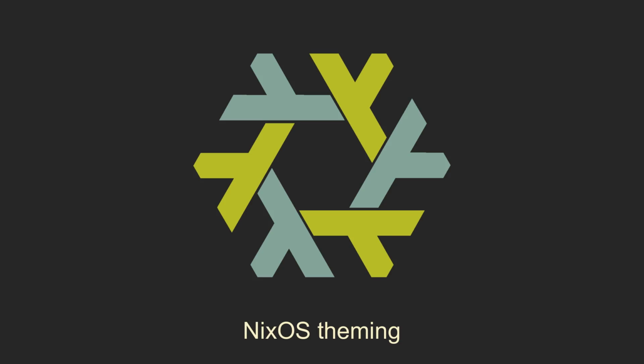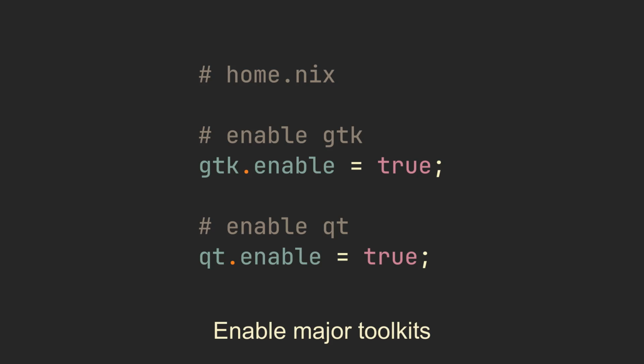seen it already. As you probably already know, there are two major toolkits available for creating graphical user interfaces on Linux, GTK and QT. GTK is used extensively on GNOME, while QT is used on KDE. Today, we are going to take a look at theming both of them on NixOS using declarative methods. So let's begin by adding these two lines to our Home Manager configuration. First one enables GTK, and the second one enables QT.